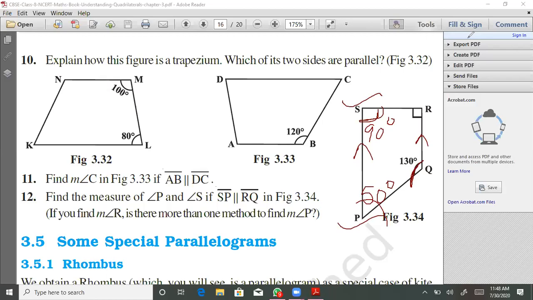S plus R is equal to 180. Then S is equal to 180 minus 90, as R is 90. And here P plus Q is 180. Then P plus 130 is equal to 180. Then P is 50 degrees here. So this was question number 12 and this was exercise 3.3.